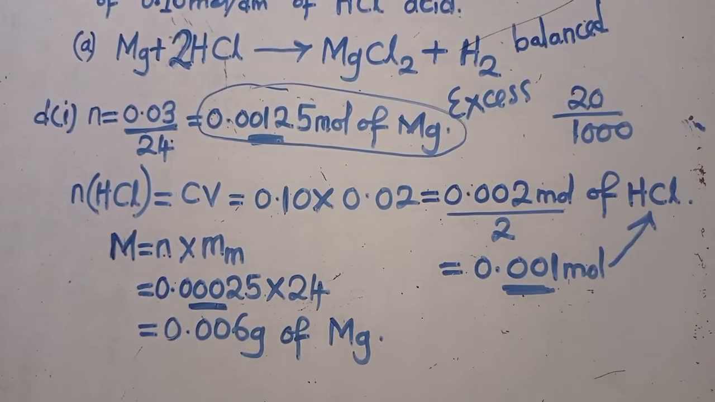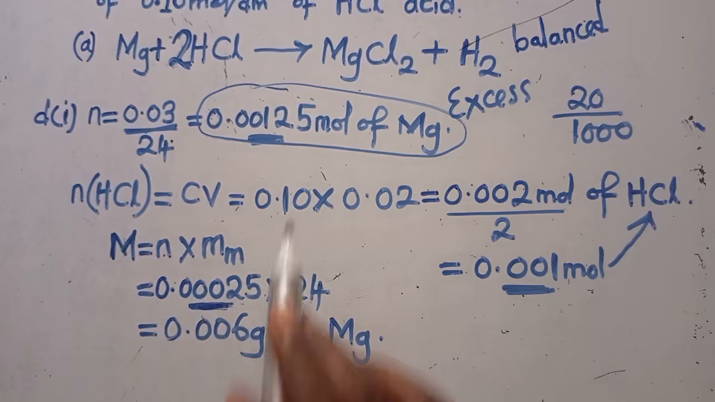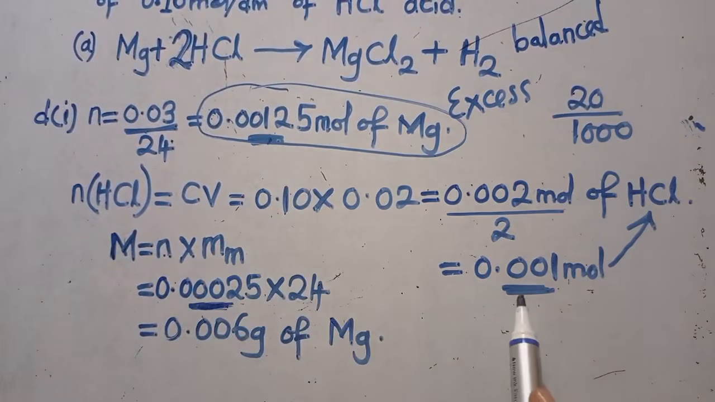0.006 grams. This is the mass that remained in excess, and the number of moles that remained in excess was this one. This is the number of moles that remained in excess because I had to subtract this one minus that one. This is the answer I got. So you are done with that one. We move to the other question, which is question number 2.